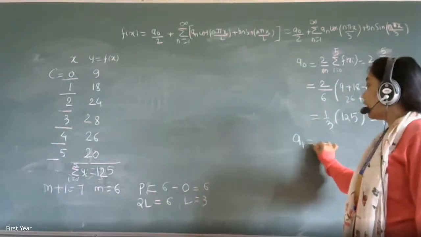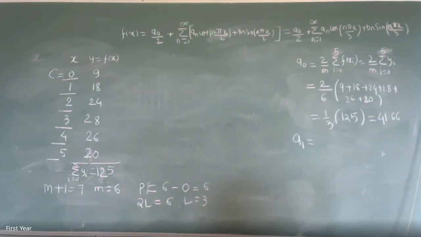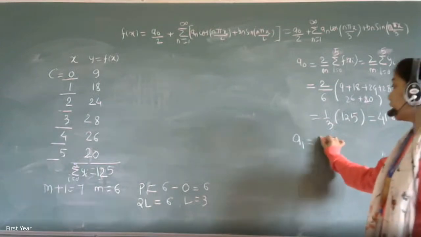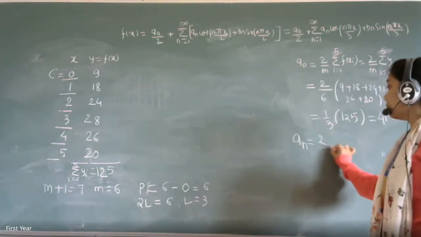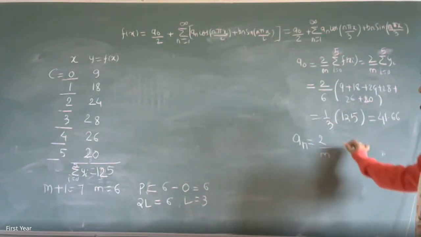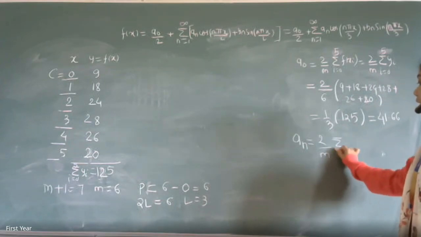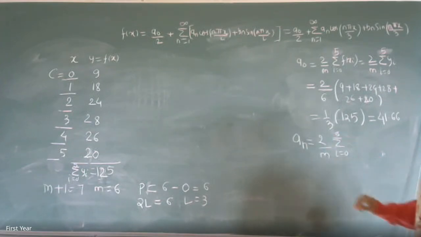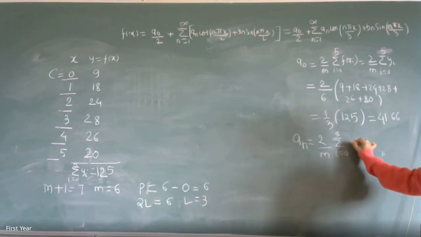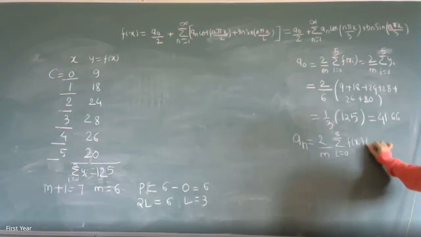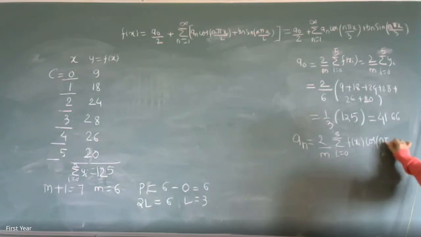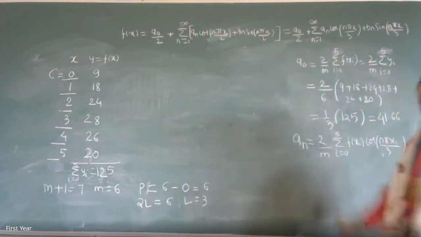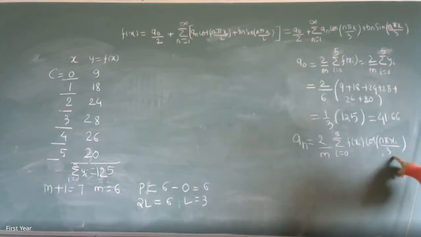Okay, now let's see how we find a1. First of all, I have to write down the formula. So what's the formula for a? Let me write it once again. General a is 2 by n summation i from 0 to 5 of f of x i into cos of n pi x by 3. Here a is the coefficient of cos n pi x by 3.